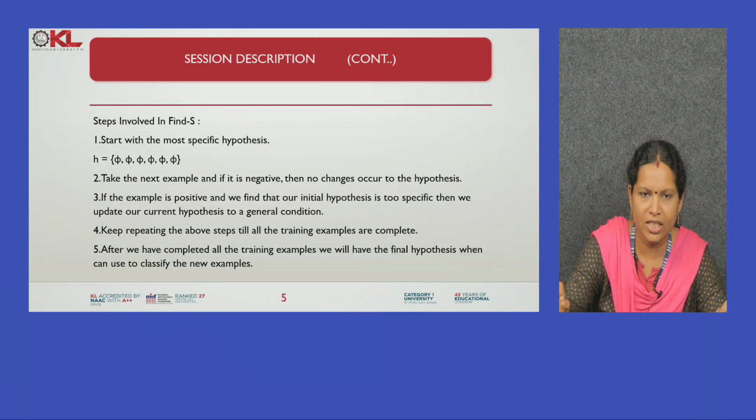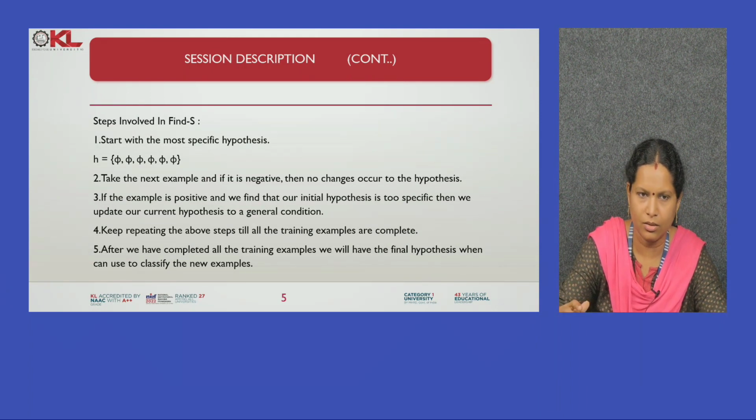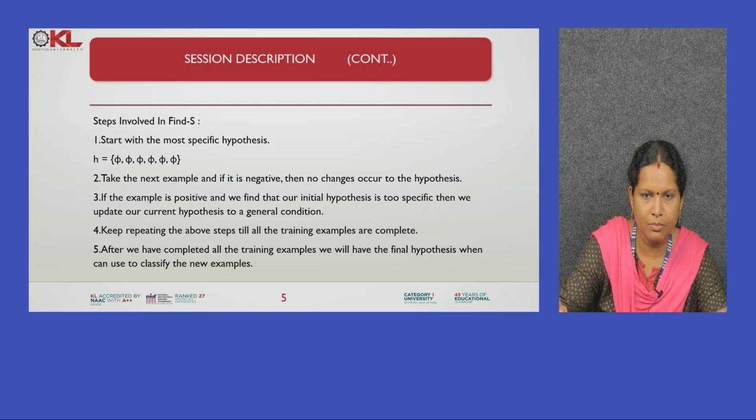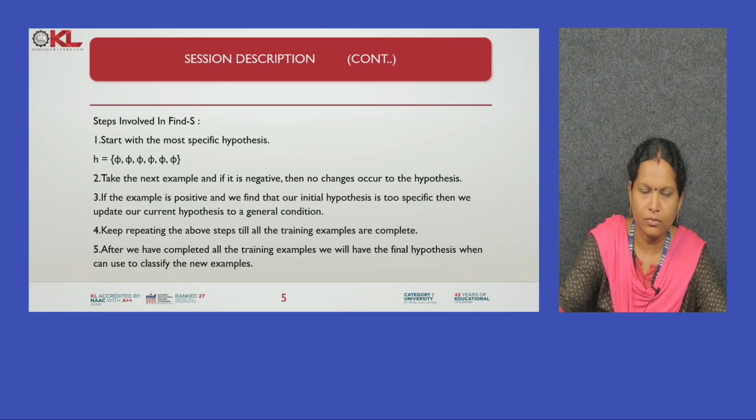Take the example. If it is negative, there is no need to change anything in the hypothesis. If the example is positive, we find that our initial hypothesis is too specific, then we update our current hypothesis to the general condition, right? If it is a positive value, we are going to compare each and every attribute with the general condition. So keep repeating the steps until all the training examples are complete.